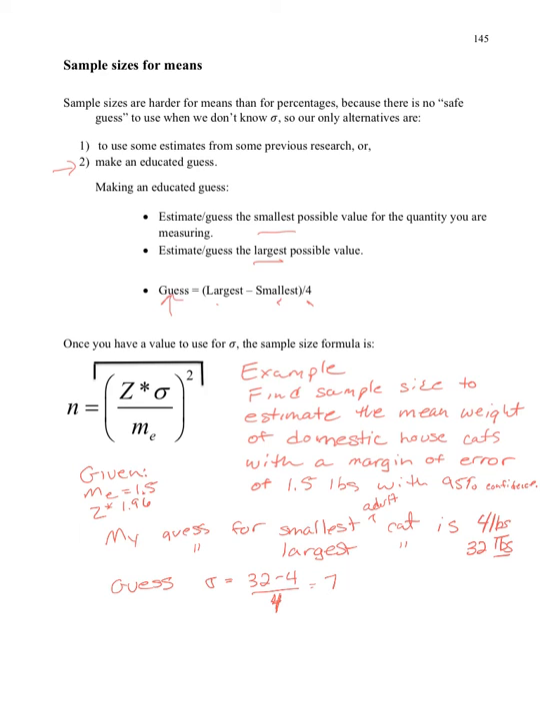So that gives us 7, and now we can plug everything into the equation, just like we did before. So n equals 1.96 times 7 divided by 1.5. Square the whole quantity, which would mean we would need 84 adult cats in our sample to get a margin of error of 1.5 pounds.